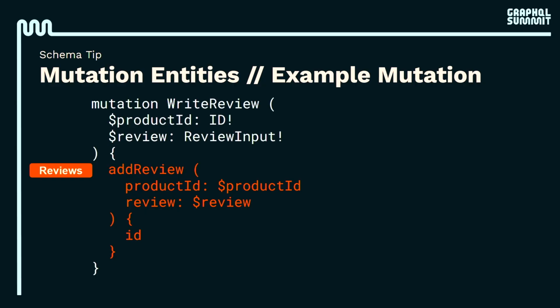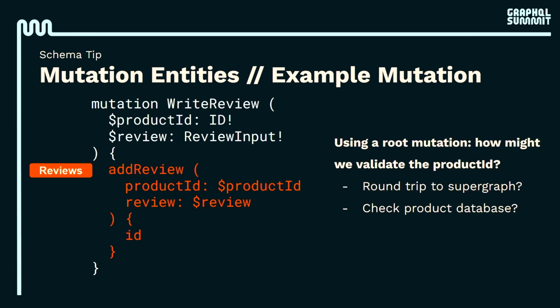So let's look at our first tip. Take a look at this mutation here. This is a very common mutation that you see in monograph design. It's a root mutation where you're going to add a review to a product, where we pass in the product ID and the review. But if you look at it for a second and think, how would I scale this to a supergraph where there's multiple subgraphs involved, you'll very quickly run into a problem. And the main question that you'll have to answer is, how might we validate the product ID?